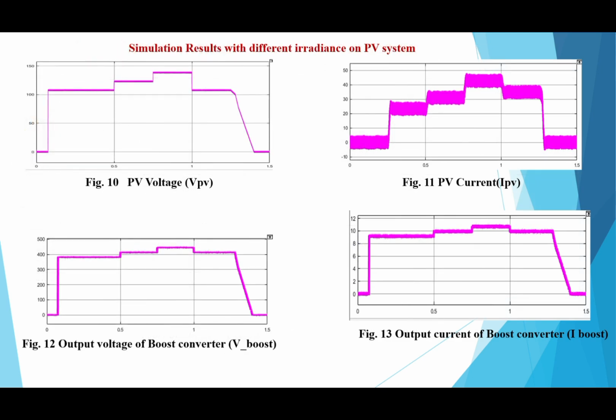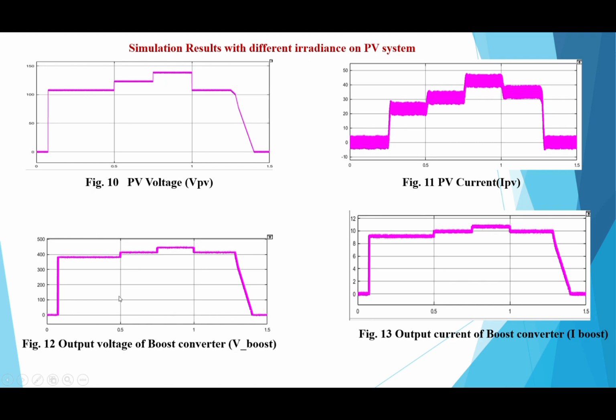These are the results for different irradiance on the PV system. This is the PV voltage and this is also the PV current. When compared to PV voltage, the PV current has a thicker result because the variation of this current is very high when compared to voltage.